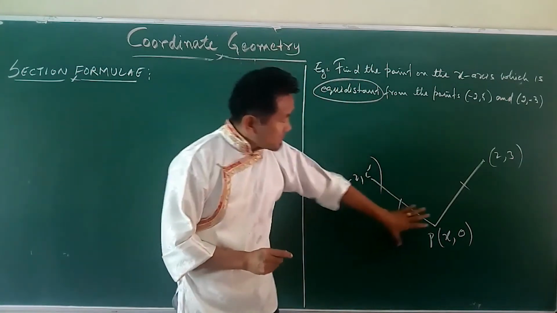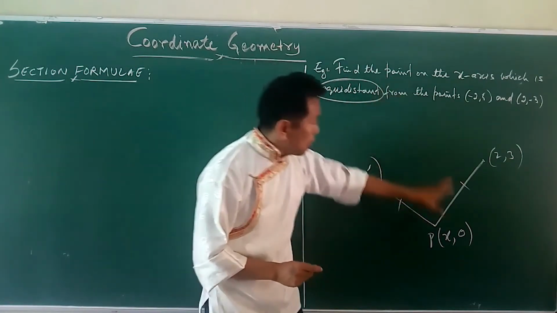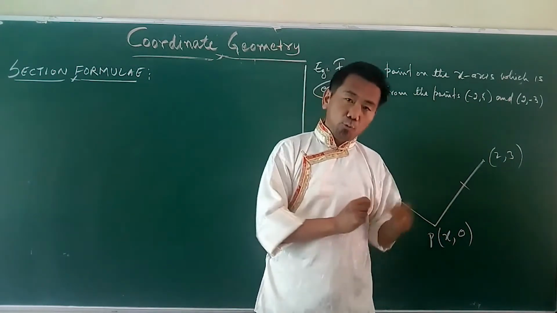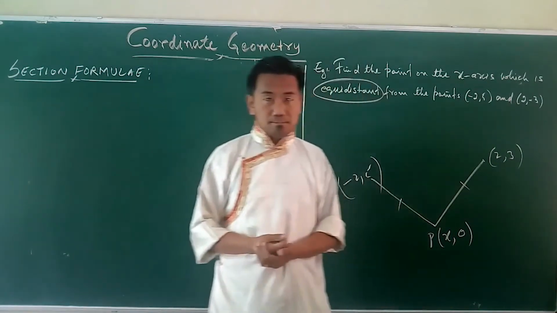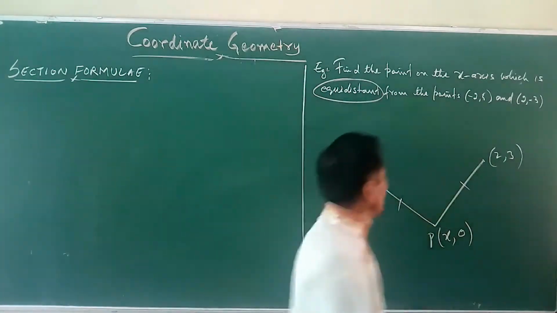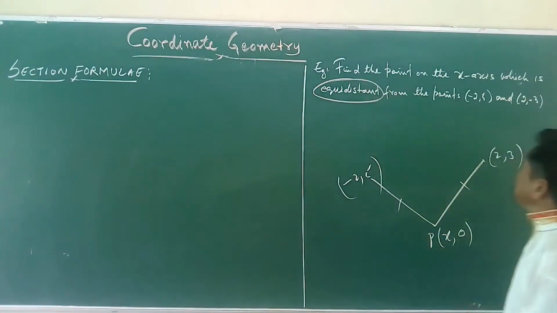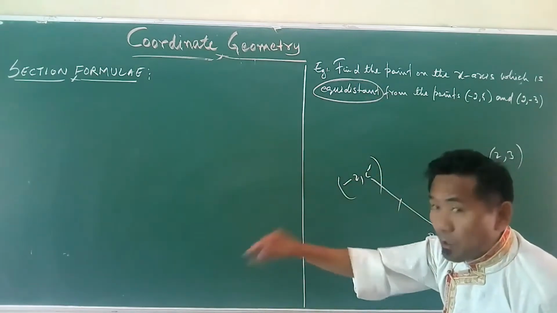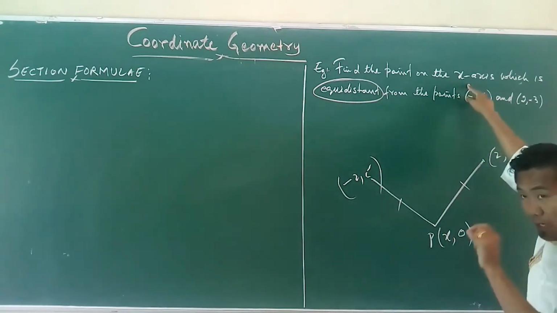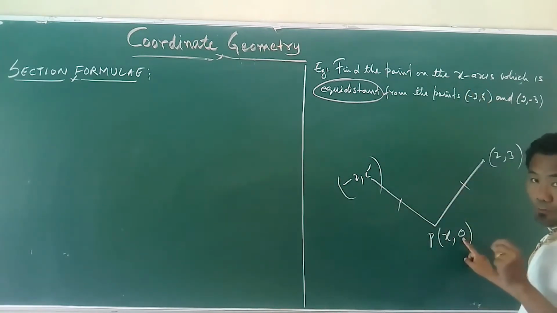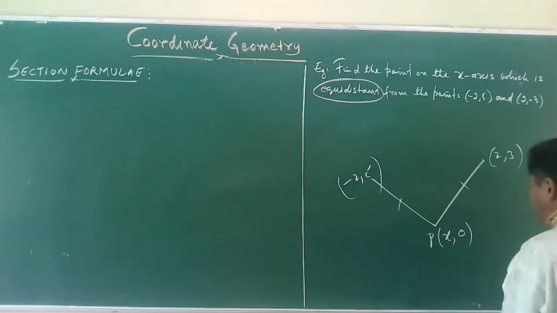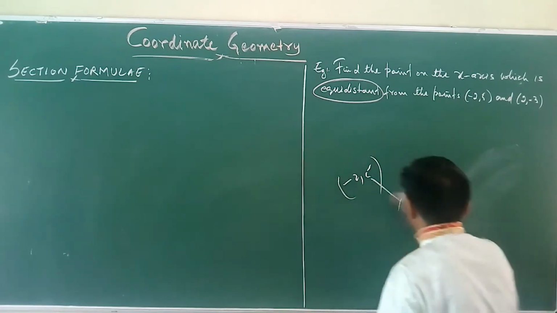Example. The coordinates are (x, 0) on the x-axis. So we are going to find the value of x. Find the point on the x-axis.